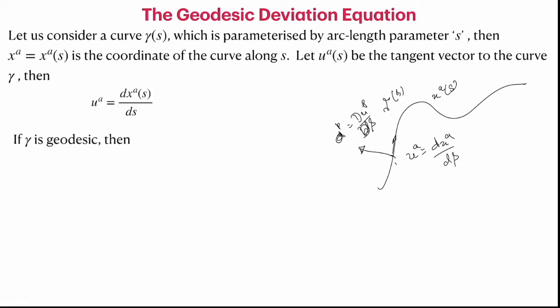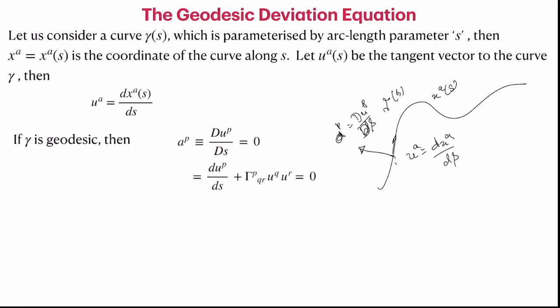If the curve is a geodesic, then the acceleration is defined as a^p, which is equal to DU^p/ds. This notation we have used to incorporate the covariant differentiation and taking the directional derivative along the tangent vector of a given curve parameterized by s.